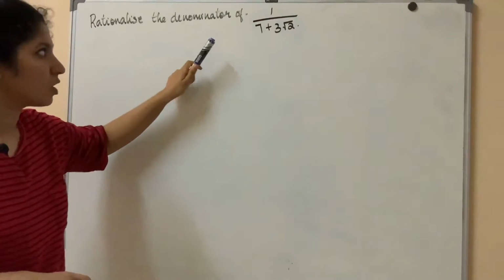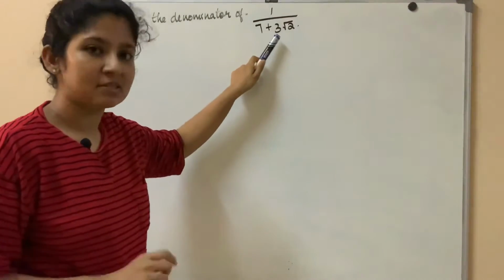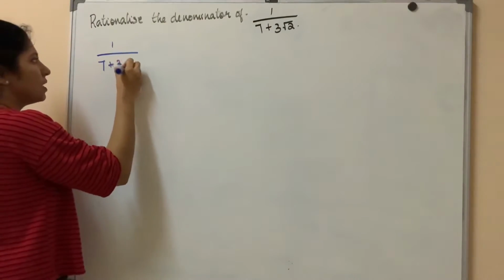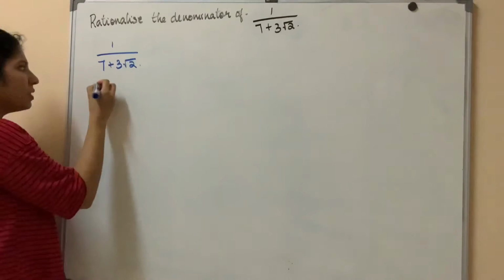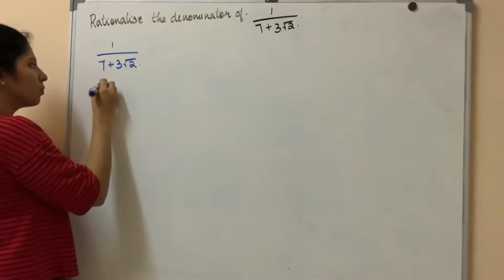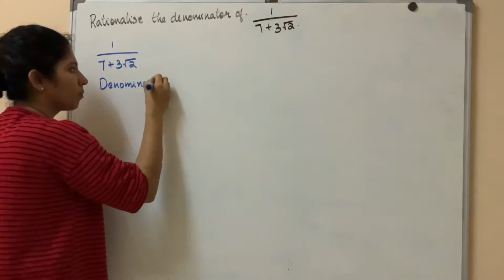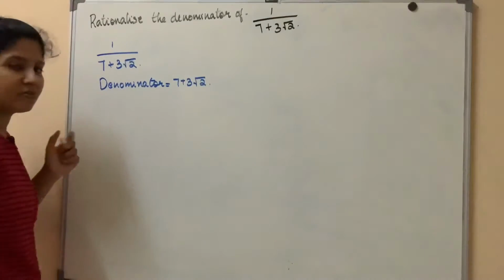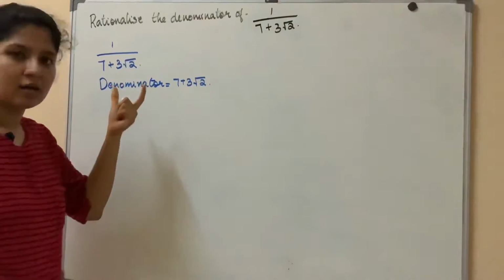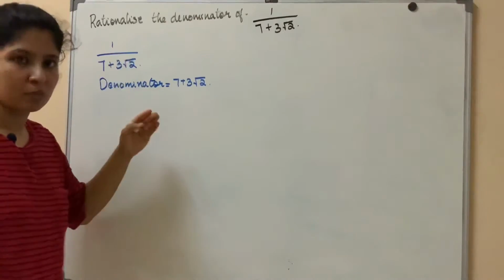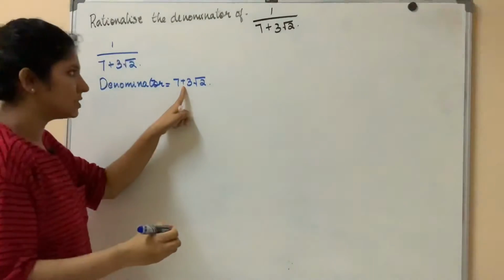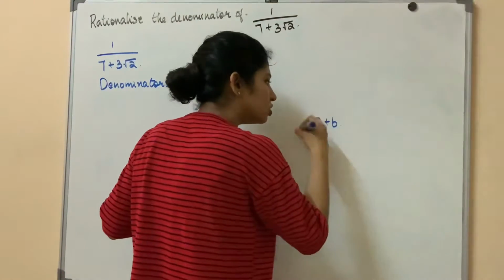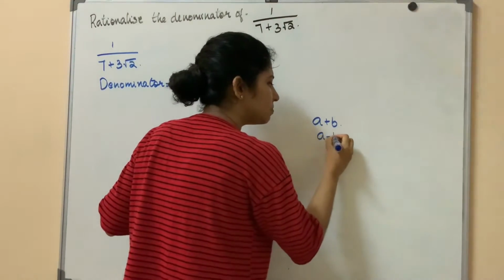Rationalize the denominator of 1 by 7 plus 3 root 2. Okay, question. The denominator is 7 plus 3 root 2. First step is to take the conjugate of the denominator and multiply the numerator and denominator by it. Here it is plus, right? We know that the conjugate of a plus b is a minus b.